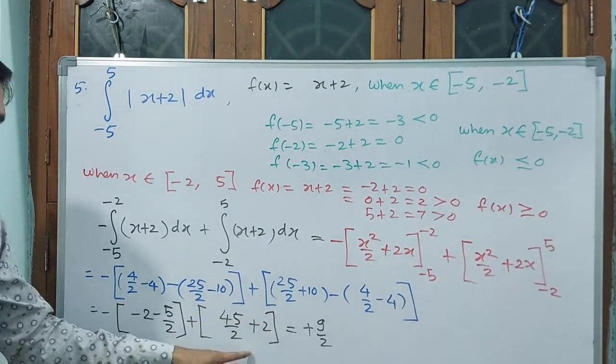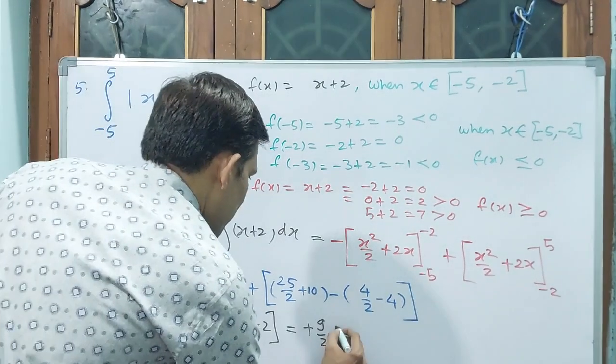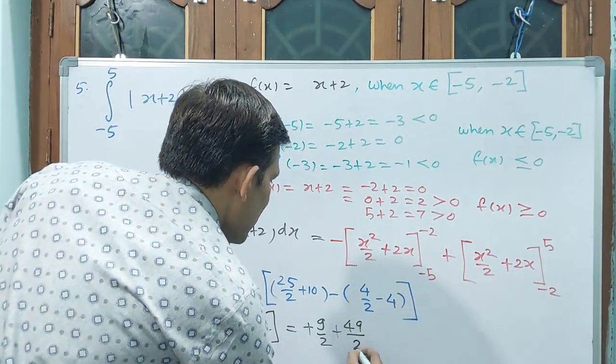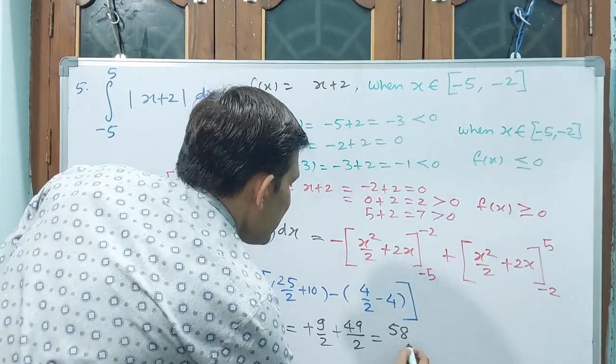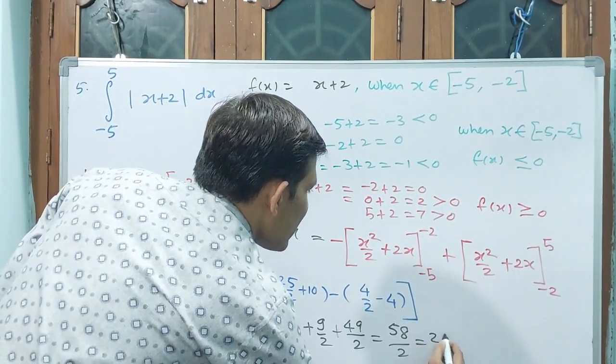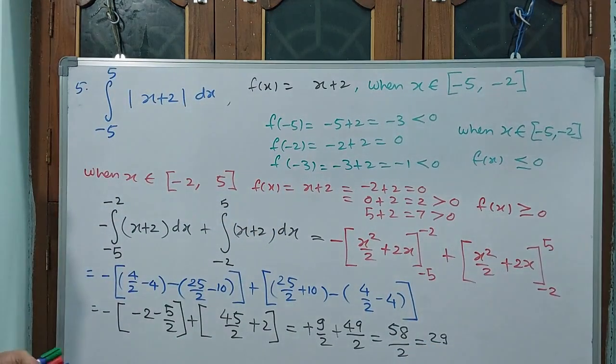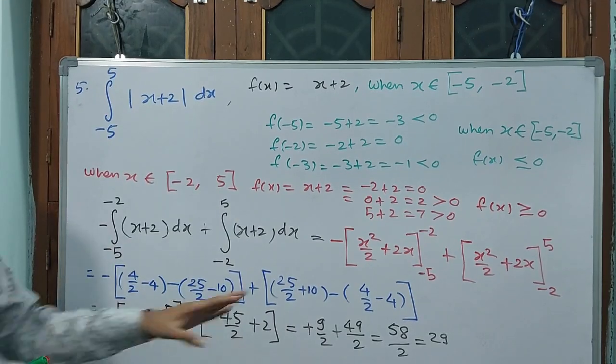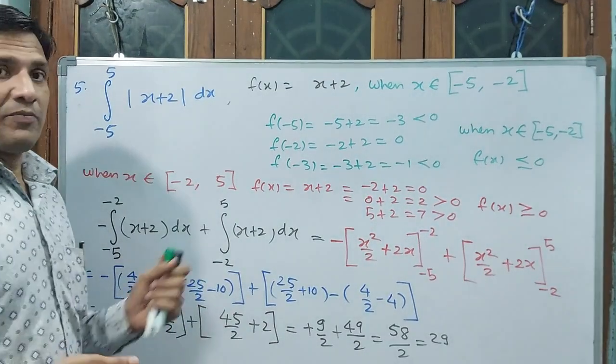Okay, here also you see, 45 plus 4, 49 by 2 plus 49 by 2, that is equal to 58 by 2, that is equal to 29. Is it okay? 49 plus 9 is 58. 58 divided by 2. LCM is 2 there. 2 2s are 4, 2 9s are 18, 29. 29 will be the answer for your fifth question.